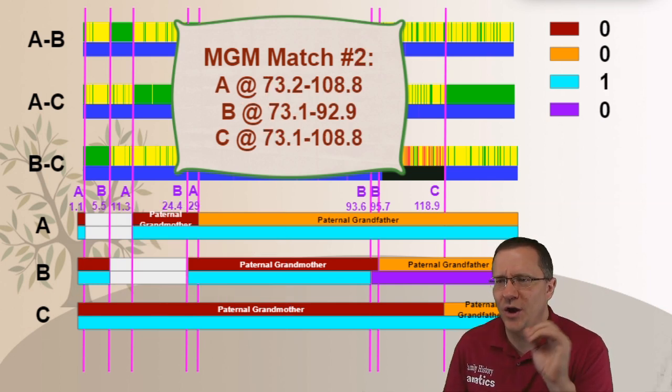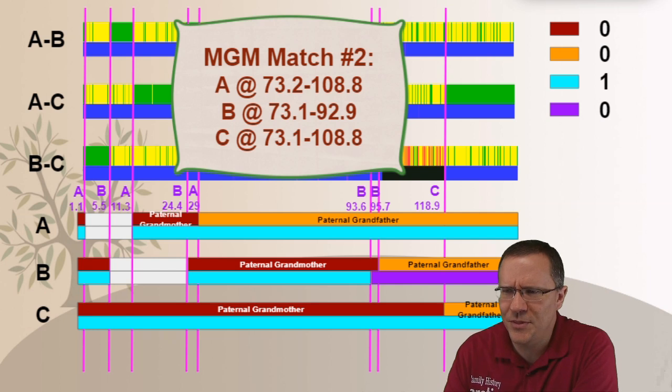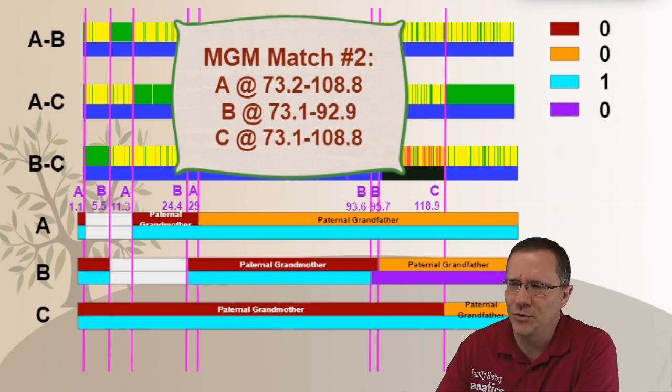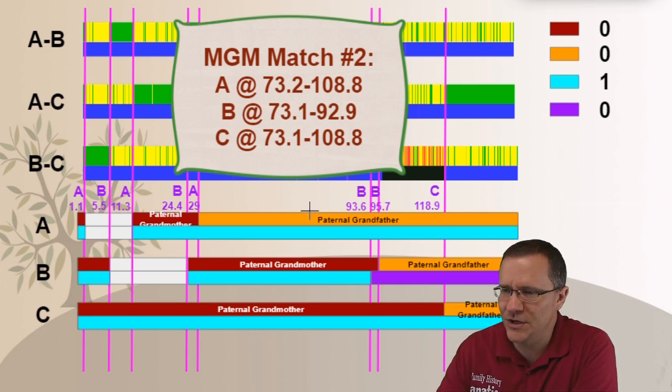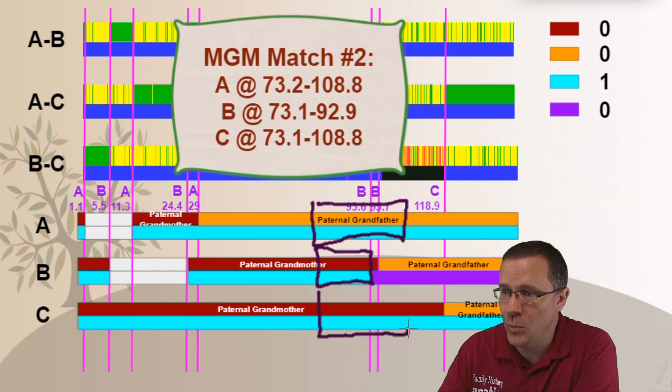Match number 2, they all start at 73.2 and they go to a couple of different places. So let's just start this here. For A, 73.2 to 108.8, and 73.1 to 92. That's about right there. And then 73.1 to 108.8.